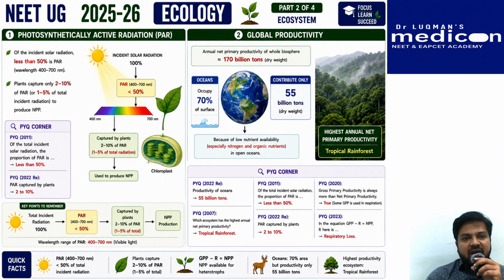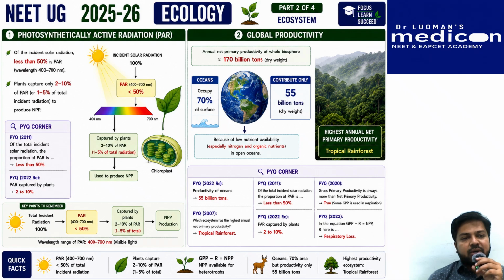Let's see what PAR and global productivity are. PAR stands for photosynthetically active radiation. What do you mean by PAR? Of the incident solar radiation, less than 50% is PAR, with a wavelength from 400 to 700 nanometers of the light. So only 50% or less is photosynthetically active radiation. It means out of all the sun rays falling on the earth and on plants, less than 50% is utilized, and that is called photosynthetically active radiation.